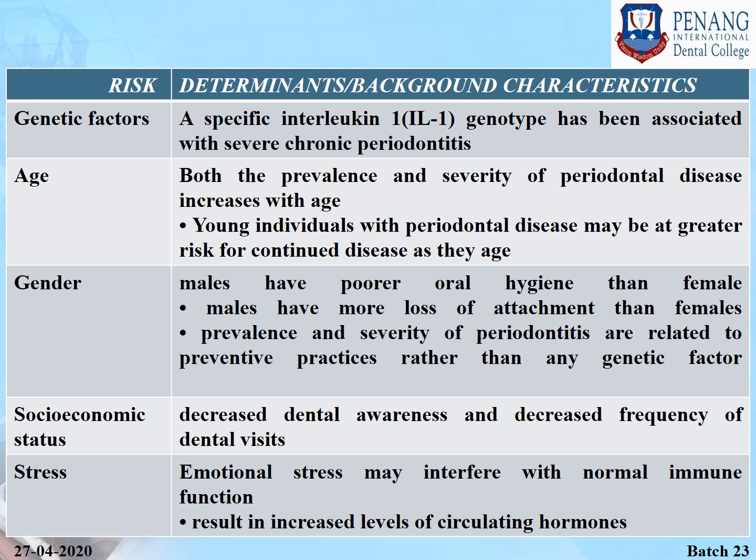Then comes gender. Males have poorer oral hygiene than females. So if they have poorer oral hygiene, they will have more microbial deposits. If there are more microbial deposits, there will be more bacterial accumulation, and if there is more bacterial accumulation, there will be more attachment loss. The prevalence and severity of periodontitis are also related to preventive practice.